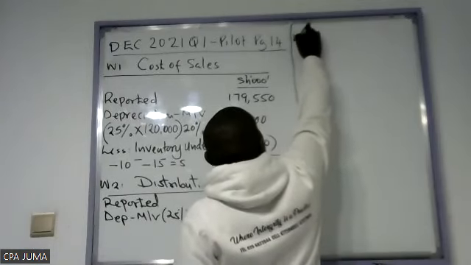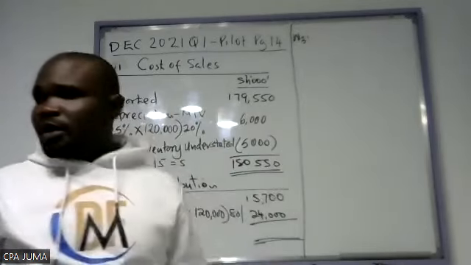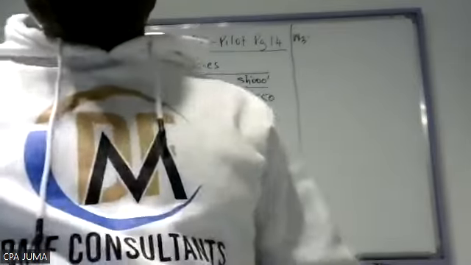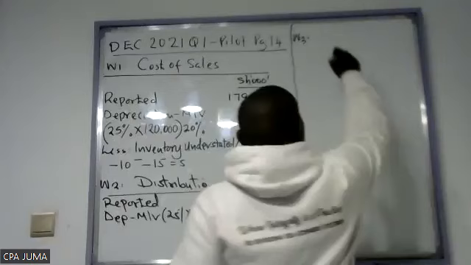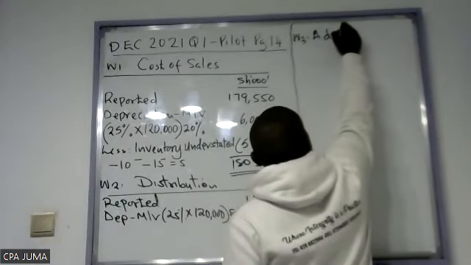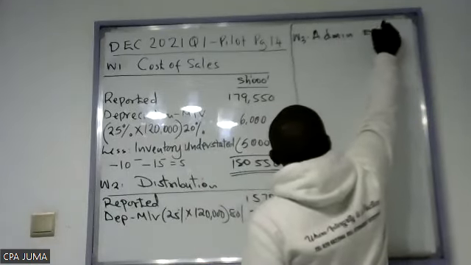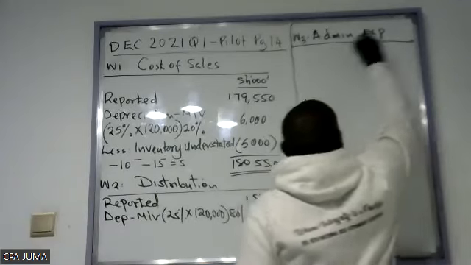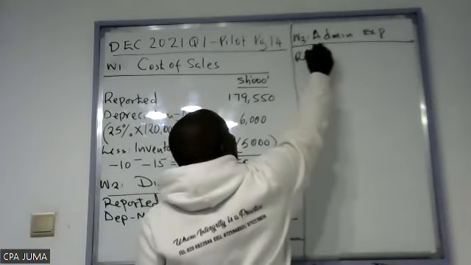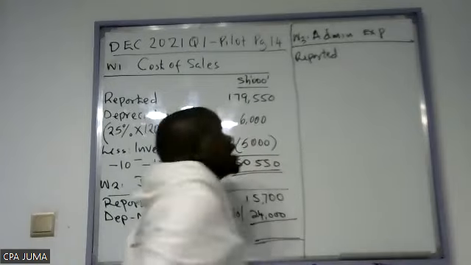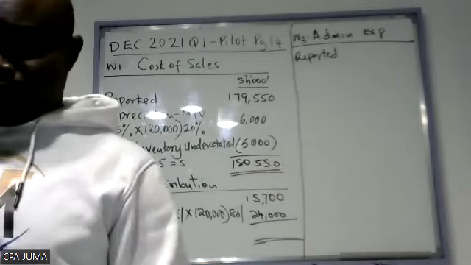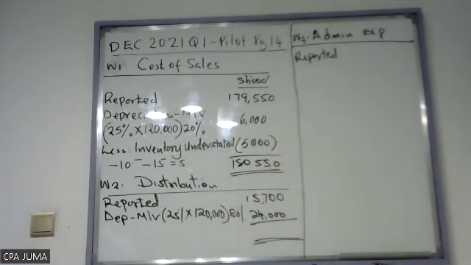Then working 3. Someone has requested 3 minutes. I've seen an inbox on my phone, 3 minutes for prayers. I don't compromise on that. So let's pray for those 3 minutes, then we proceed. Otherwise, we are going to admin expenses. So start with reported. Let's pray, then we come back.